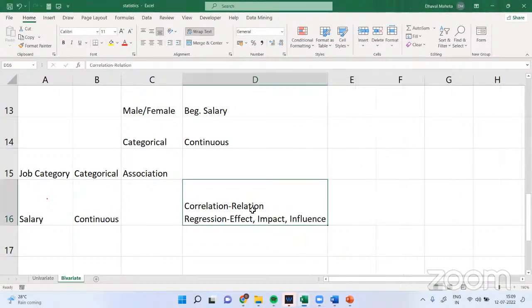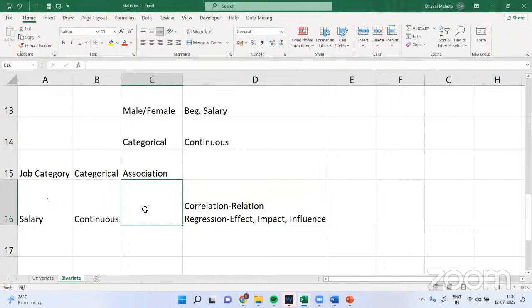When you want to carry out regression, you can use the words effect, impact, and influence. Please go on writing it. These are things which are not given in any of the books. Nowhere has it been written this way. Please write it down.